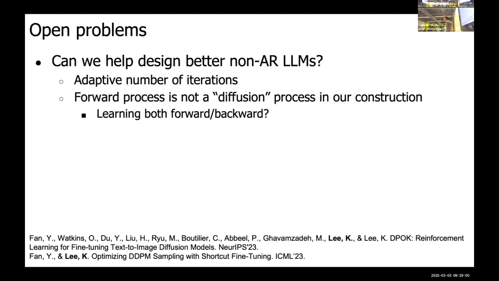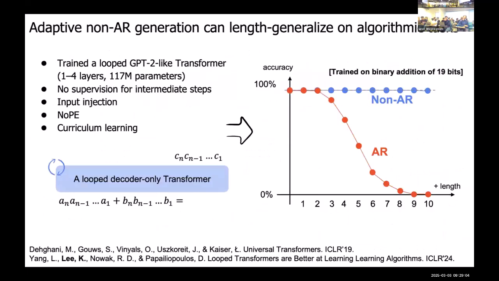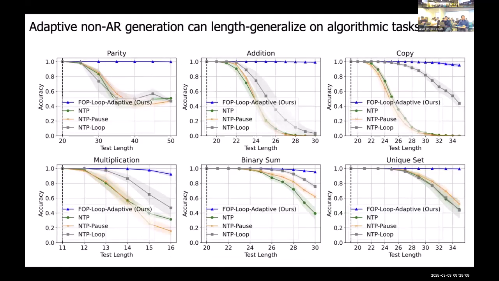Quick question. What would happen if you did a loop transformer, but still did autoregressive generation, without the non-AR part, but allowed this looping? Would that be enough, or is it necessary to have this non-AR component as well?